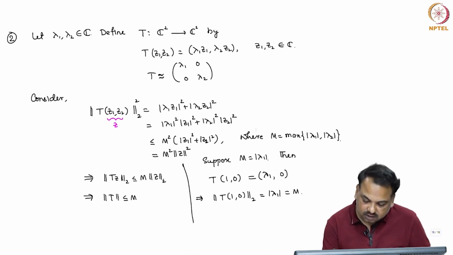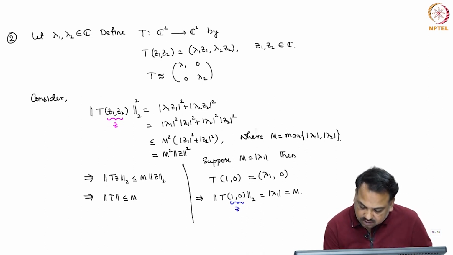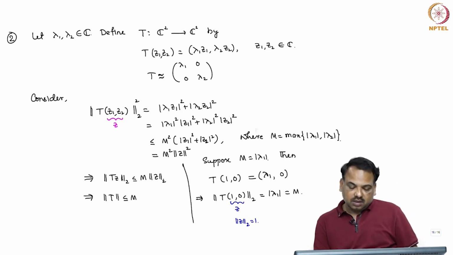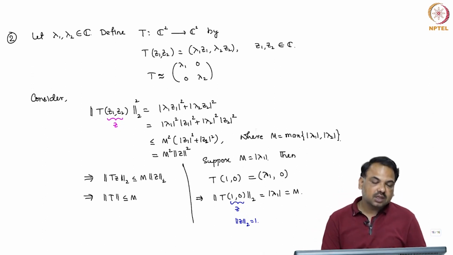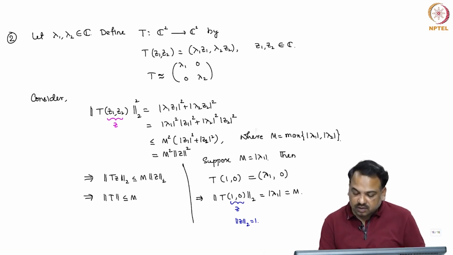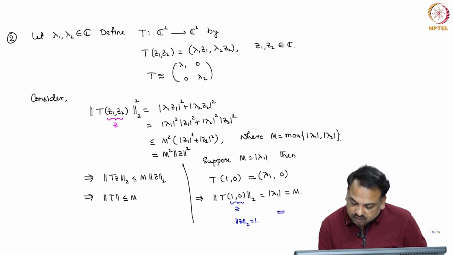So this vector, let us say z, has norm of z equal to 1. We got a unit vector on which the norm is attained. I mean, we were expecting that norm of T is less than or equal to m, but we got that at some unit vector this m is attained. So from this we can conclude that norm of T is m.